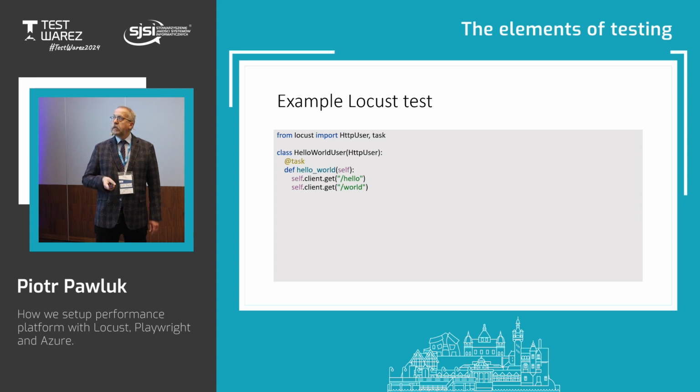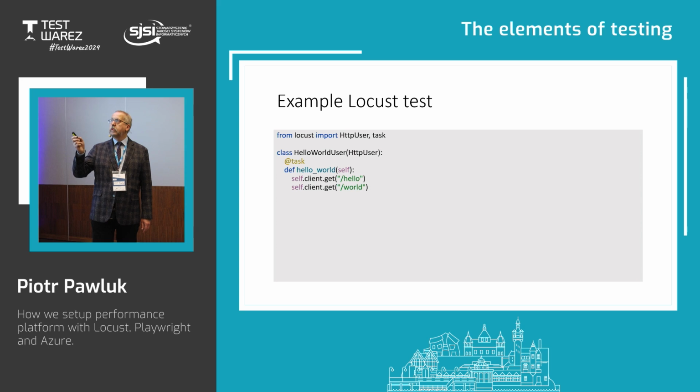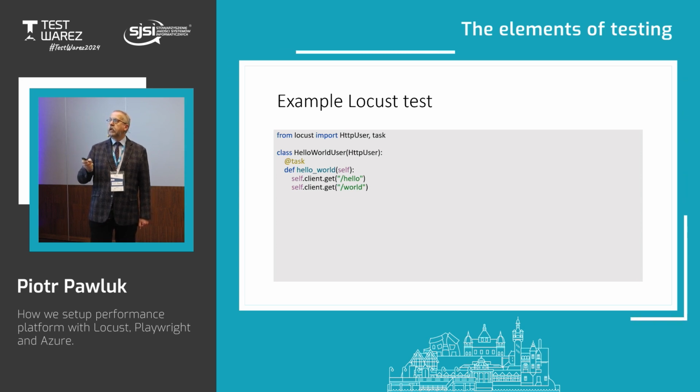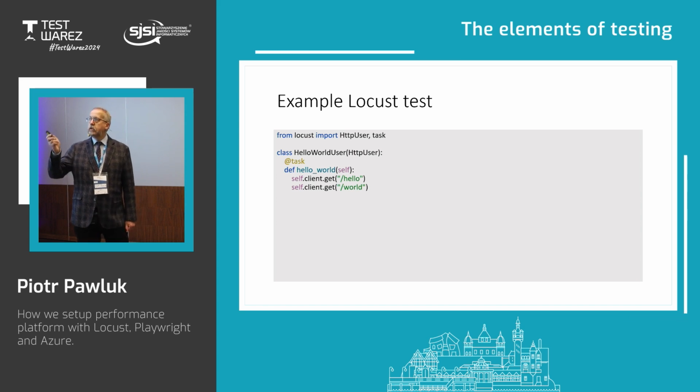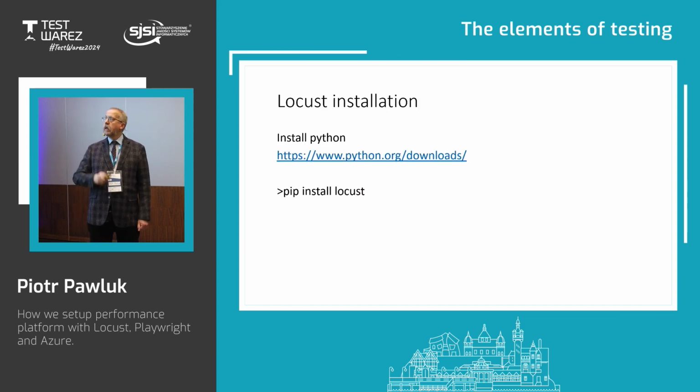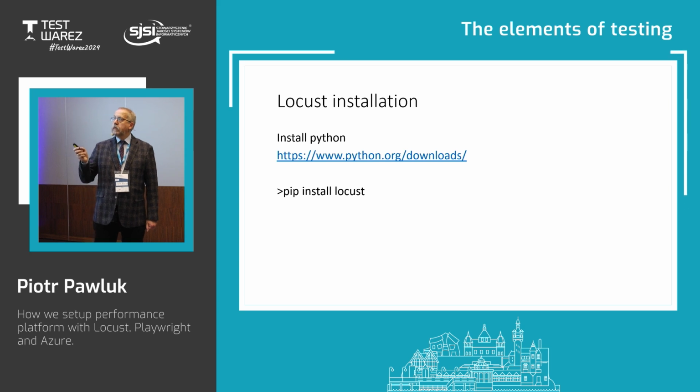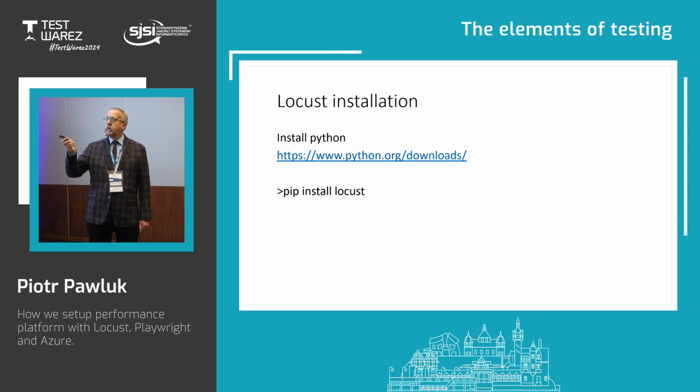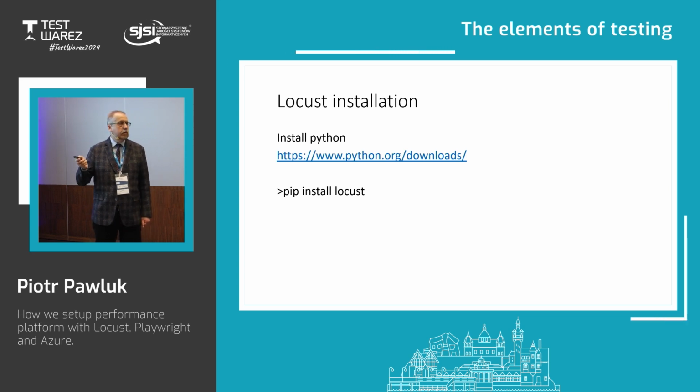And here is an example of a Locust test. Some imports from Locust: HttpUser, task. Create some hello world user, a basic class extending HttpUser. Here you run the tasks, and Locust will start this test and run it automatically. So generally it is on HTTP level here. How to install this? First you need to install Python. Then with Python pip, install Locust, and it installs Locust on your machine.